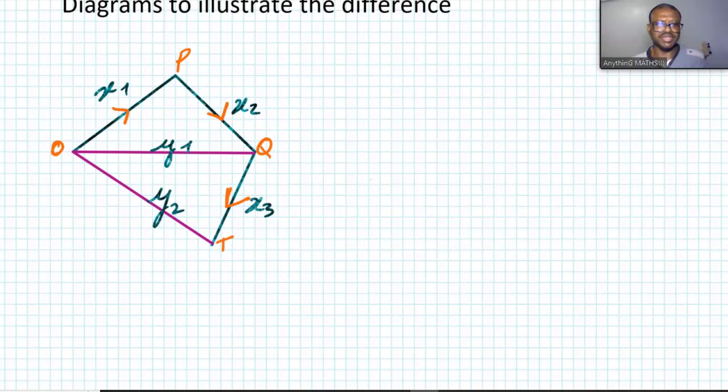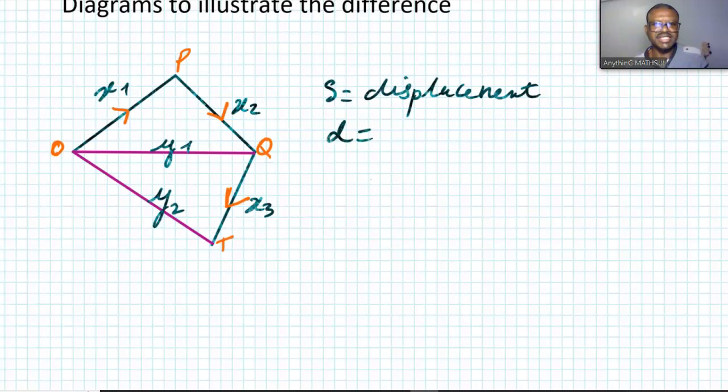We're going to represent displacement by x. So we can say x is equal to displacement. That is just for this video. In your question, maybe they will use different letters. And we're going to use D for distance covered or distance traveled.